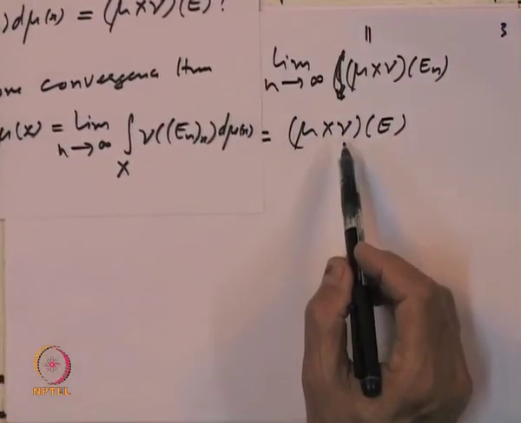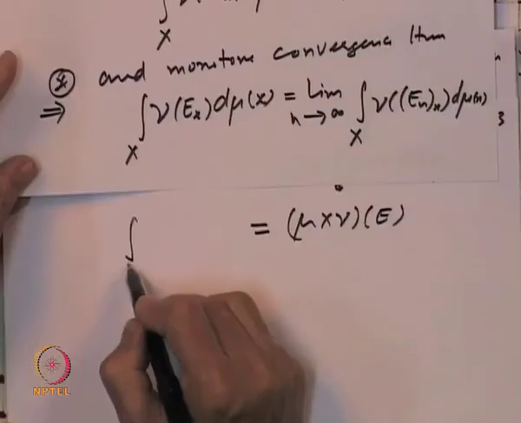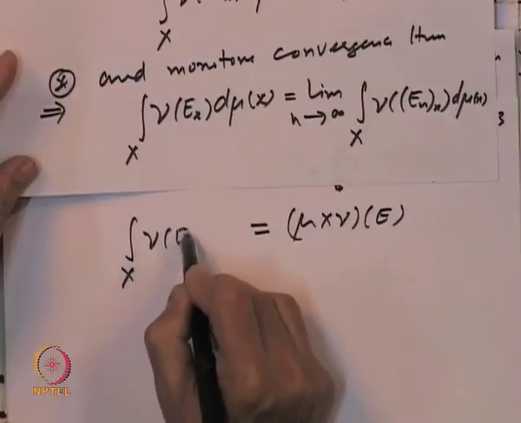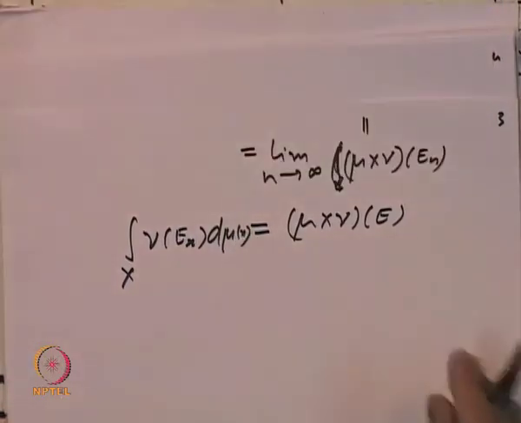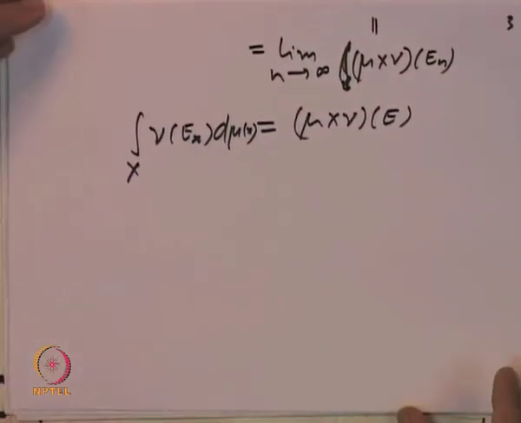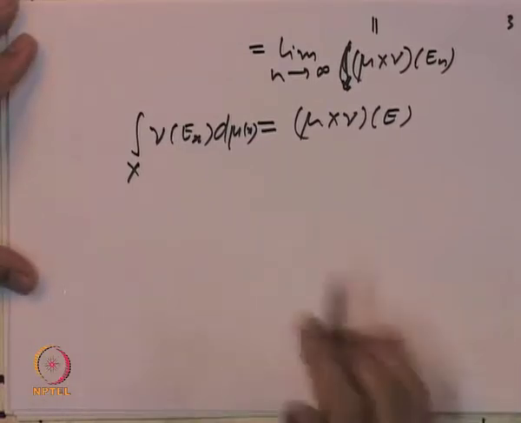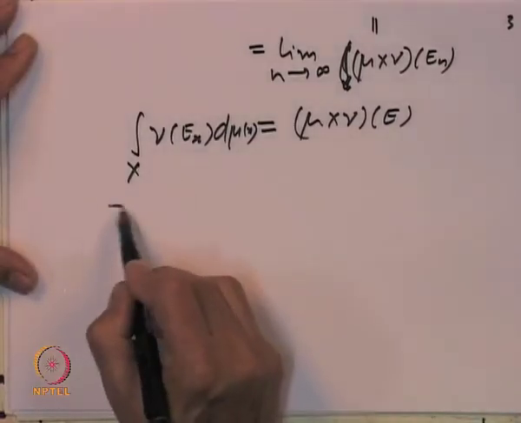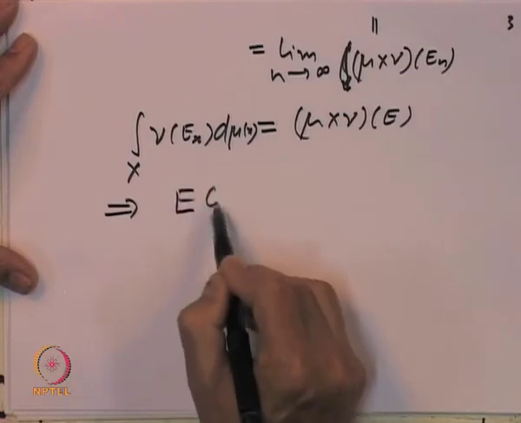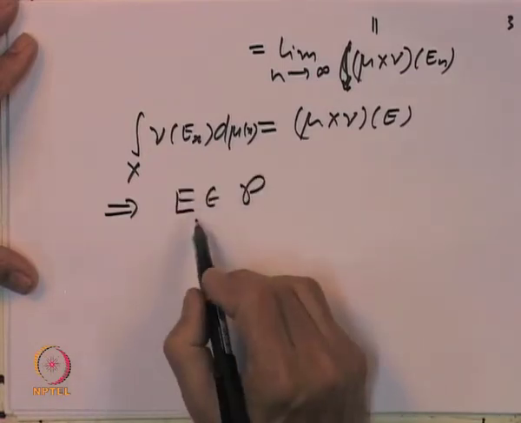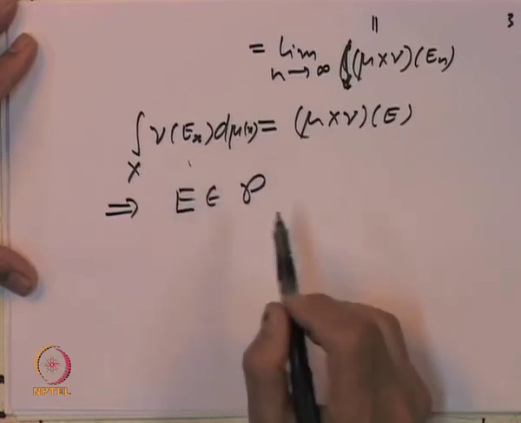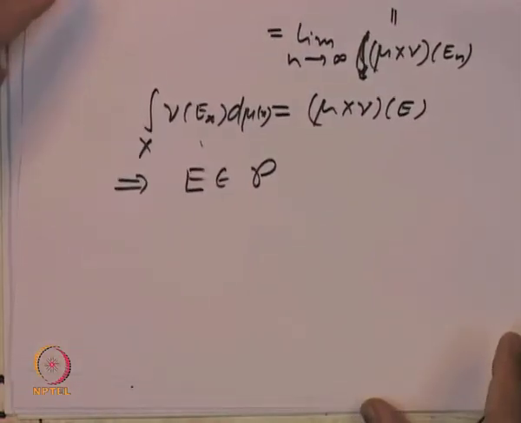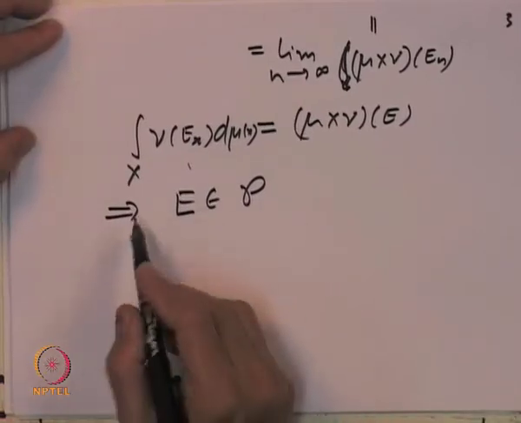So, that means we get that the integral over x of nu of E x d mu x is equal to mu cross nu of E. So, we have proved that if E n is increasing to E, then E belongs to the class P, because we showed that if E n is increasing to E, then both the properties hold for this. Okay. Now, we want to do the similar thing for decreasing.